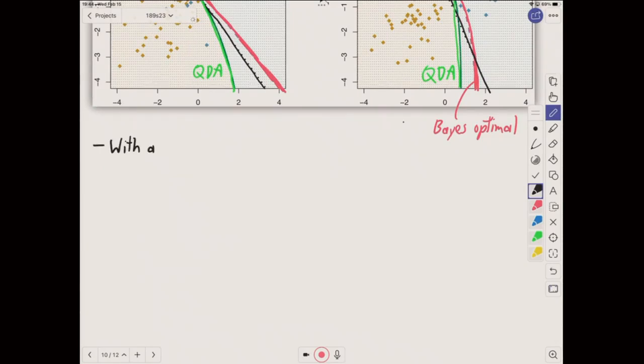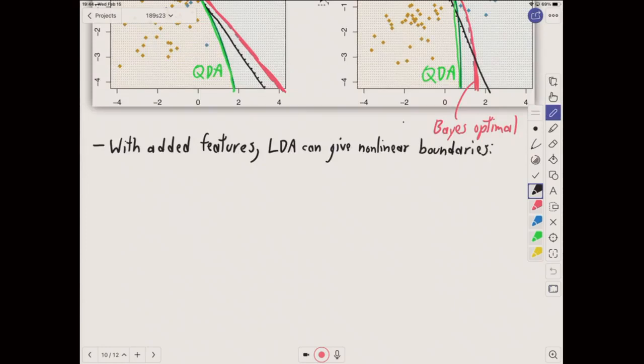I want to remind you that with almost any learning method, you can always add new features. If you take a linear method and you add features, it's not a linear method anymore. So even LDA can give nonlinear boundaries if you add the right kinds of features to it. Whether that's good or bad depends on whether the features you add fit your application or not. And QDA can give boundaries that are not quadratic but are more complicated than quadratic.